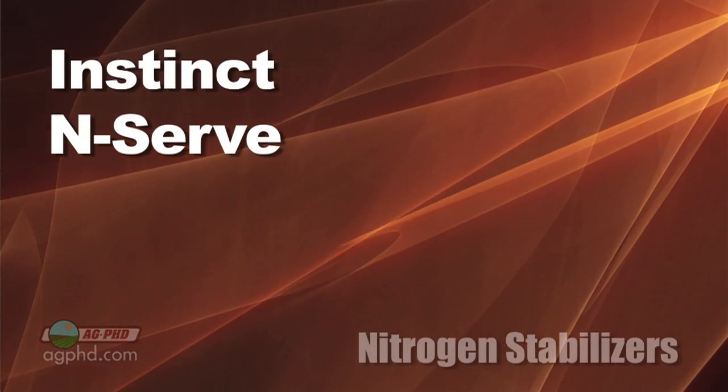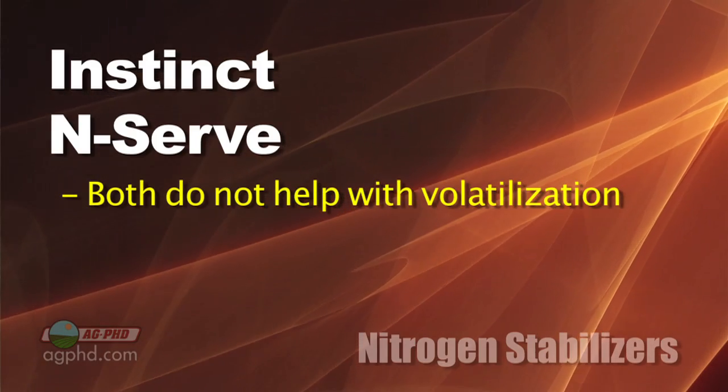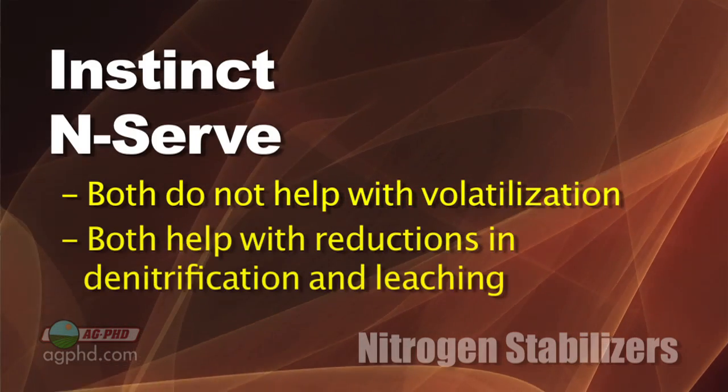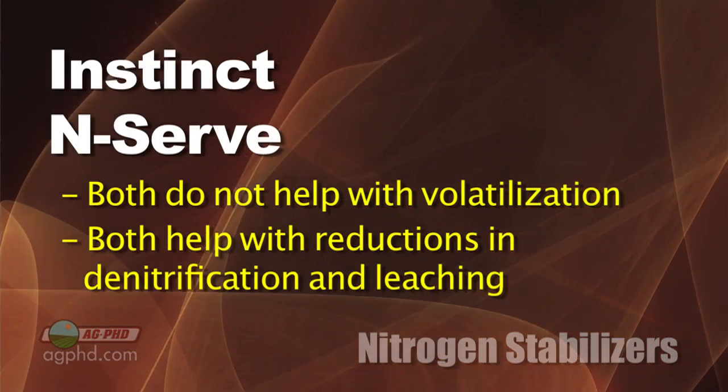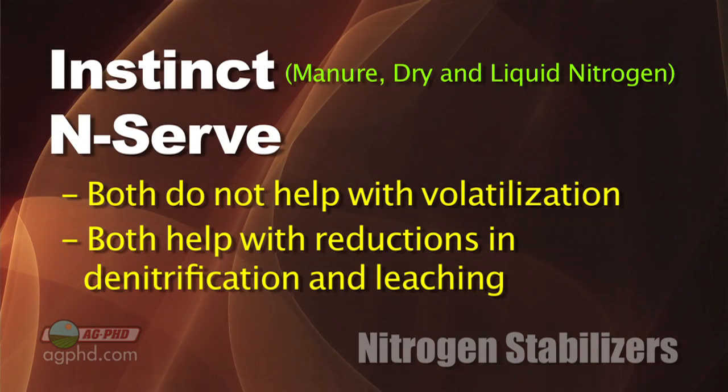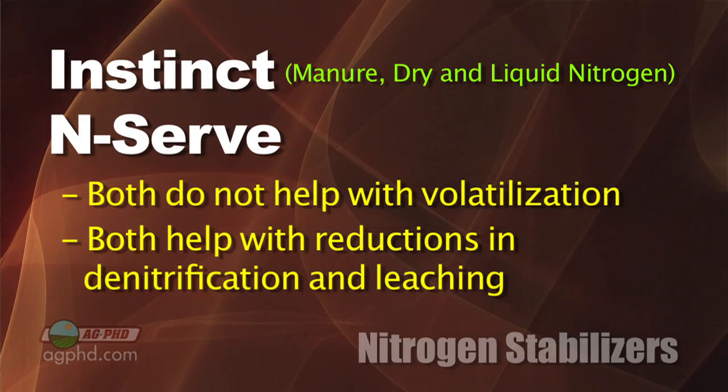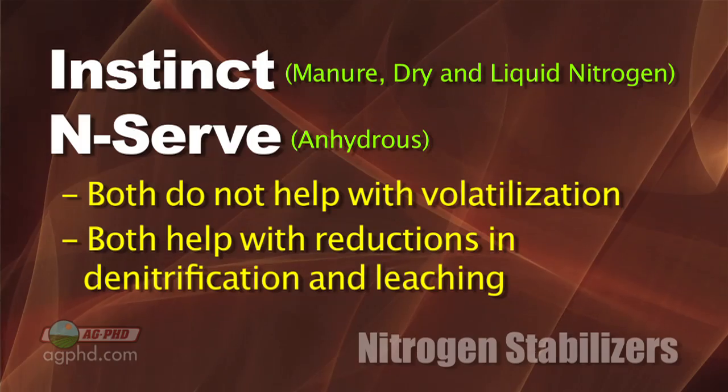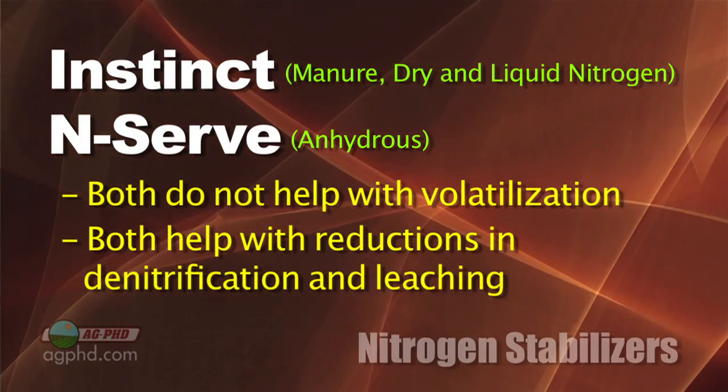Okay, but Instinct and N-Serve, they're really not going to help you much with that volatilization issue. They are more for the denitrification and for the leaching. Instinct is the product that would be used for manure, for dry and liquid forms of nitrogen. The N-Serve is for anhydrous. So that's where the key differences are.